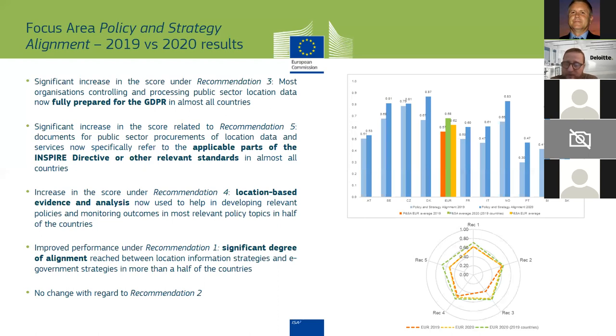Under recommendation 4, location-based evidence and analysis is now used to help in developing relevant policies and monitoring outcomes in most relevant policy topics in the majority of countries, which was not the case in 2019. The performance under recommendation 1 has improved, with a significant degree of alignment reached between location information strategies and e-government strategies in the majority of countries. And finally, no change is to report with regard to recommendation 2.